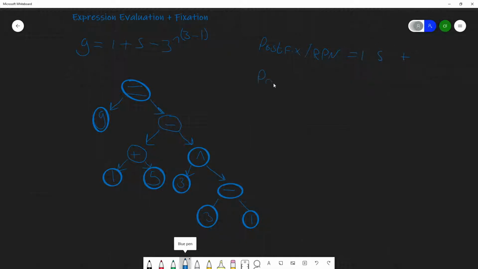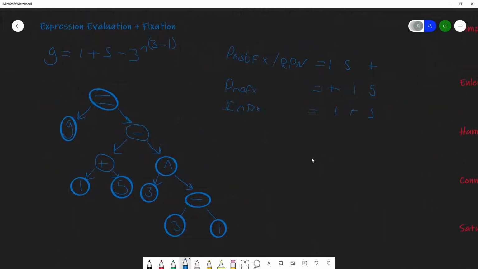And then we have prefix, and this would be plus 1, 5. So you put the operator before the operands, like this. And infix is when you put it inside. Infix equals 1 plus 5. We want to get it into a format that doesn't have any precedence rules, because we want to be able to figure out what the answer is by going left to right. And we're going to be doing postfix.